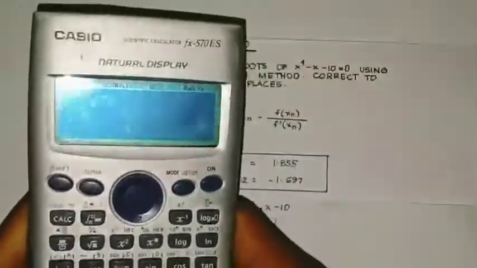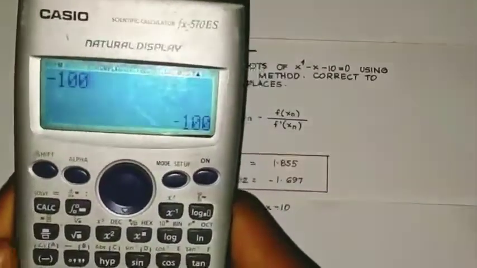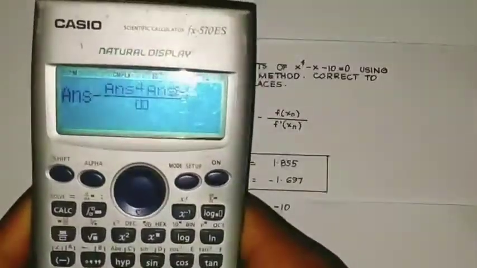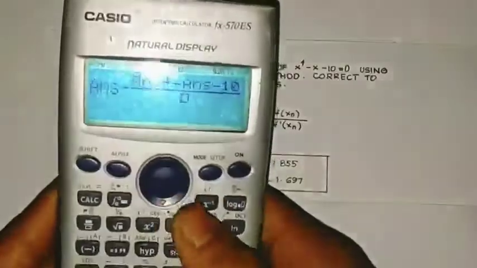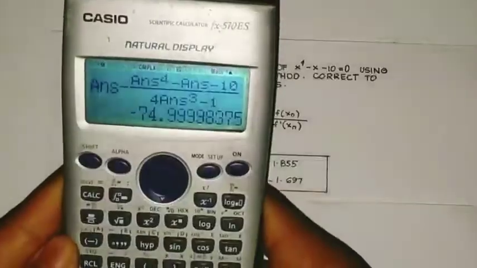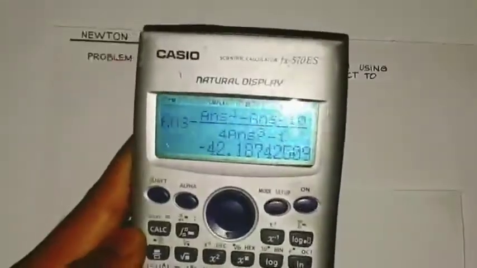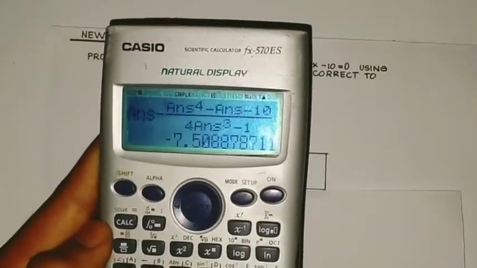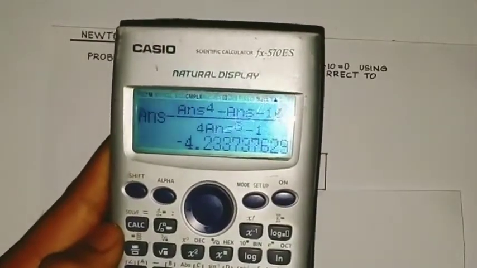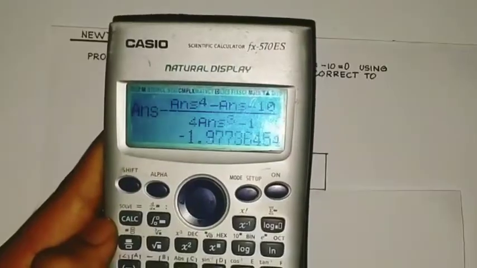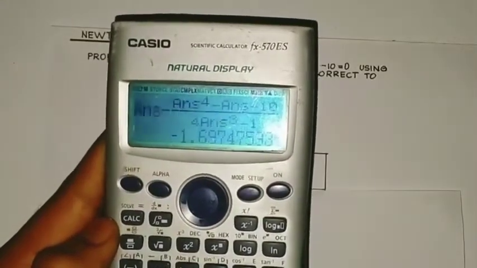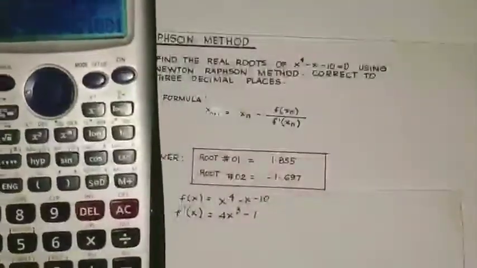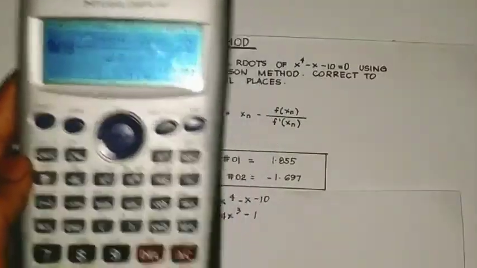So, try natin mag-initial guess ng negative. Yung mataas, sabihin natin 100. So, click nyo yung answer. Satisfy nyo lang sa formula. And then 4, answer cube, minus 1. Equals. Press nyo lang yung equals hanggang umabot tayo sa value ng root natin. So, kung mapapansin nyo, as the iteration gets higher, yung value na root natin is mas lumalapit. Okay? So, I guess, nag-stop na siya sa negative 1.697. Therefore, ito yung value ng root natin for the negative value ng root.